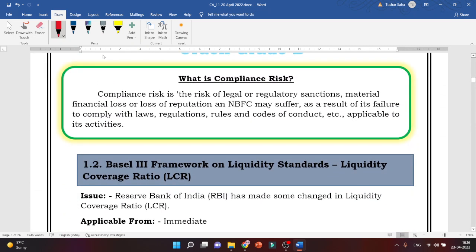So what is compliance risk? Compliance risk is the risk of legal or regulatory sanctions, right? Legal, so that we have already discussed. But if you want, you can read it through.